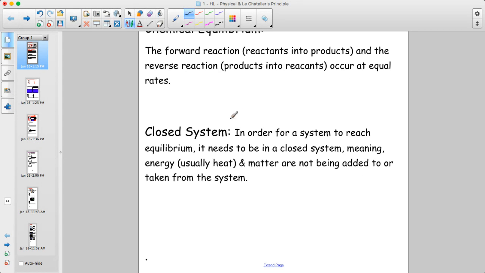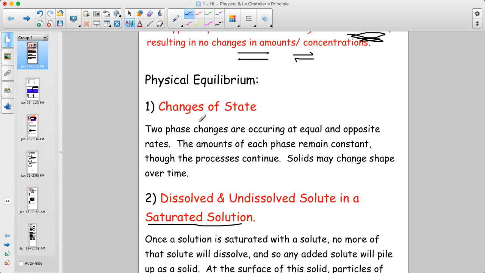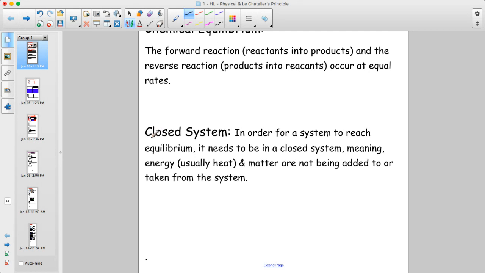Eventually those can occur at equal rates, and then you're at a state of chemical equilibrium. So whether it's a physical or a chemical equilibrium, you need to have a closed system if equilibrium is to occur. That essentially means that you're closing off the system, the reaction, or the process from exchanges of matter or energy with the surroundings. And that allows the equilibrium to occur.